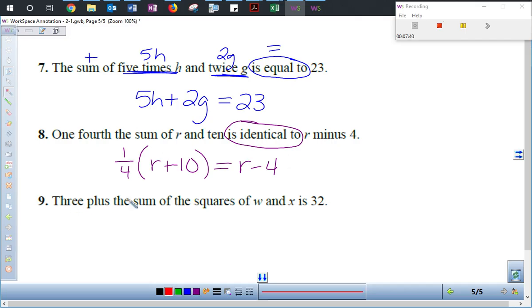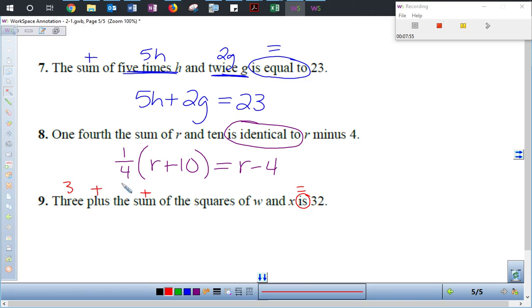Number 9, 3 plus the sum of the squares of W and X is 32. Now this one's really tricky, so we're going to go through this one pretty slowly, okay? We're going to start with 3 plus the sum, so we're going to be adding some things together, the squares of W and X. Now here's what's a little weird. When we said times the sum and times the difference, that's when we were multiplying by the quantity of. This is kind of going to be the same thing.